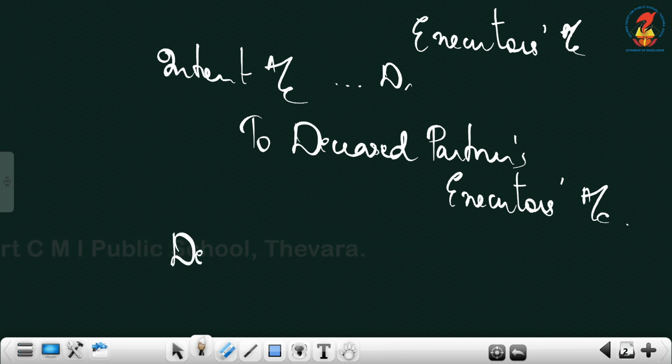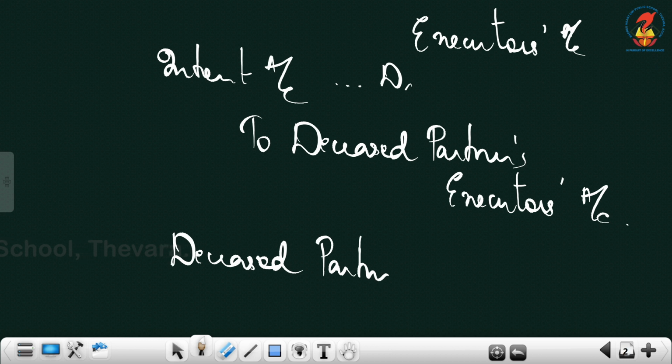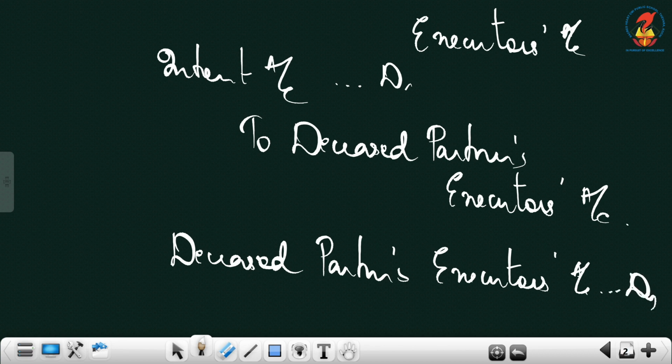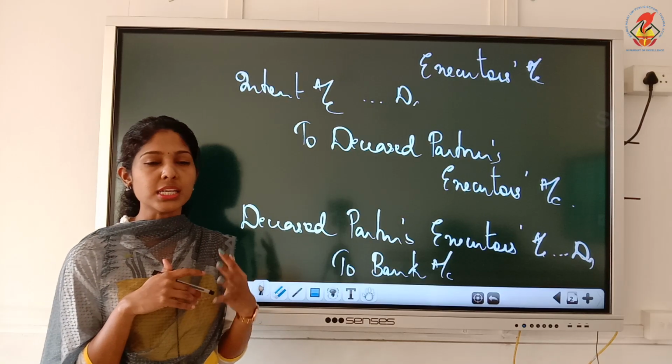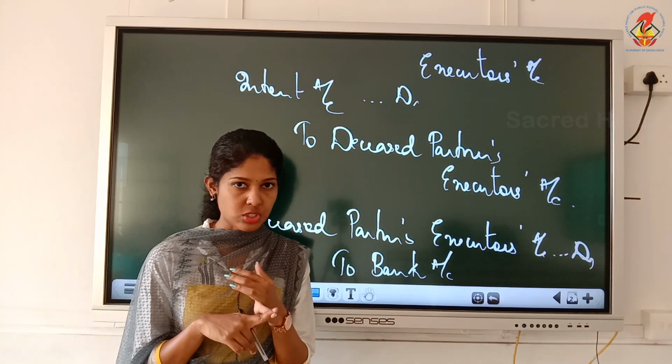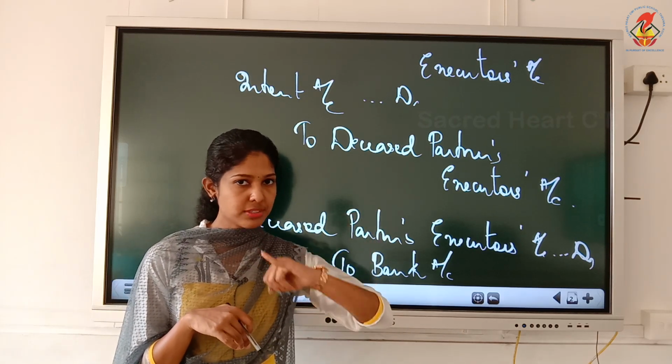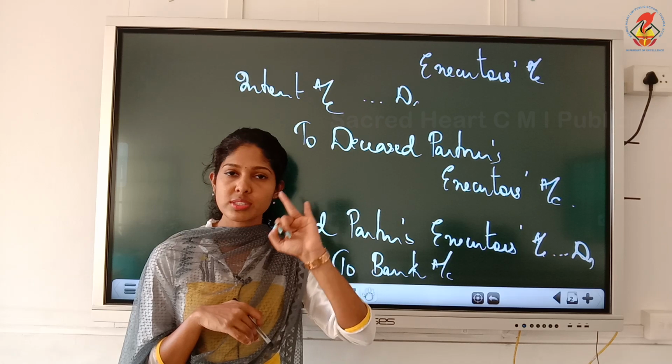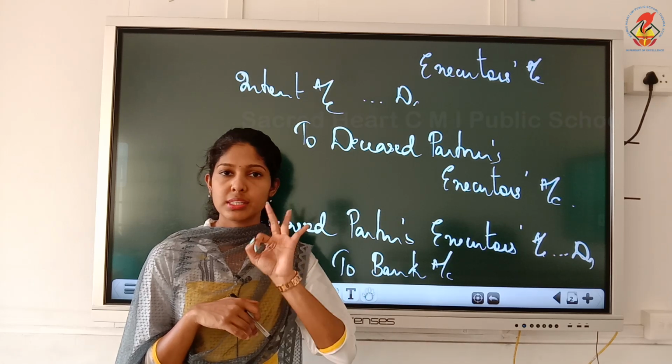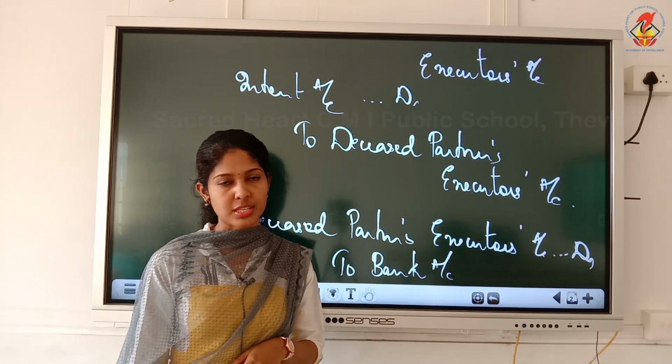Then finally we will pay the executor. At that time you can write the settlement entry: deceased partner's executors account debtor to bank account. Understood? So, these are the journal entries when you pay in installments. First, transfer the balance to the executor. Then the interest also you will transfer to the executor. Then settlement of the executor's account.